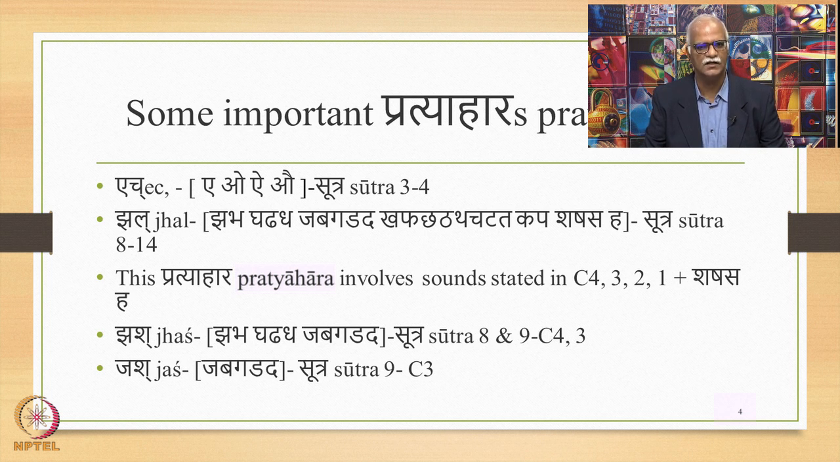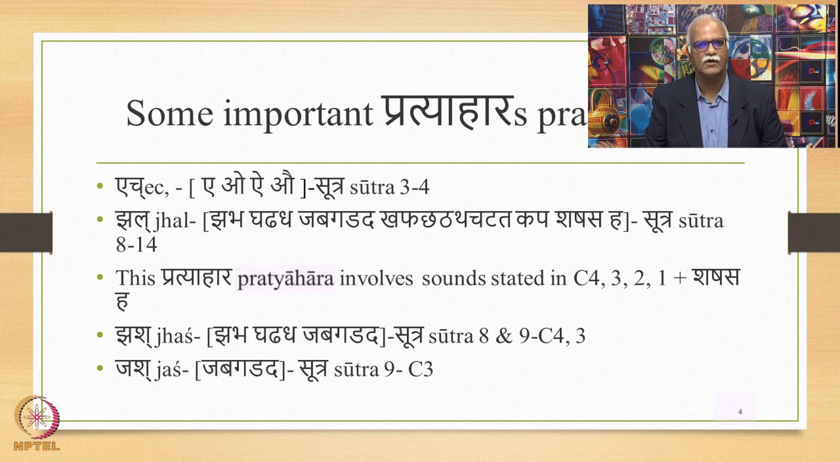jh, bh, gh, ḍh, dh, j, b, g, ḍ, d, kh, ph, ch, ṭh, th, c, ṭ, t, k, p, ś, ṣ, s and h. These are all part of the set which are denoted by the Pratyāhāra jhal. So, jhal can be said to cover sutras 8 to 14, all the sounds that are part of 8 to 14. Remember, when we say jhal stands for all the sounds that are stated in sutras 8 to 14, we know that all the markers at the end of, let's say, sutra 8 to 14, they are not part of this subset. The second point is, jh is part of this subset.